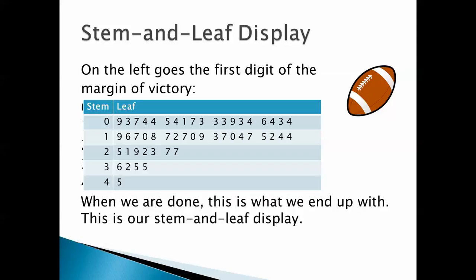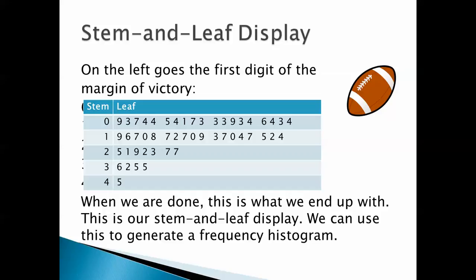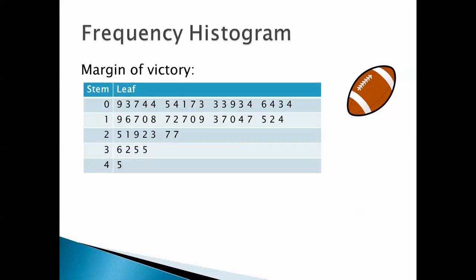And we just keep doing this. When we're done, this is what we end up with. This is our stem and leaf display. So basically, the stem is the 0, 1, 2, 3, 4, and the leaves, well, those are on the right.